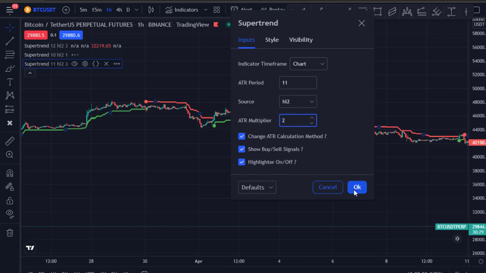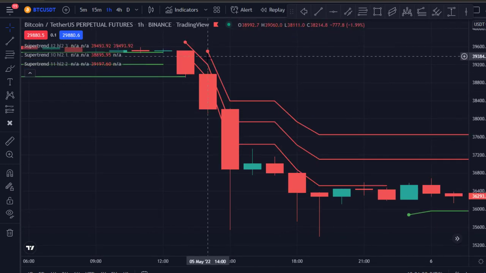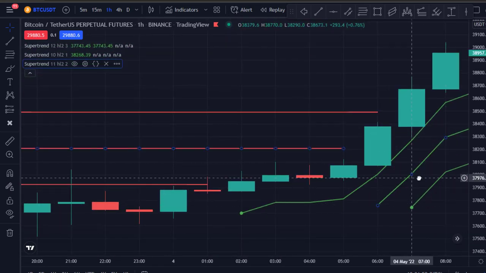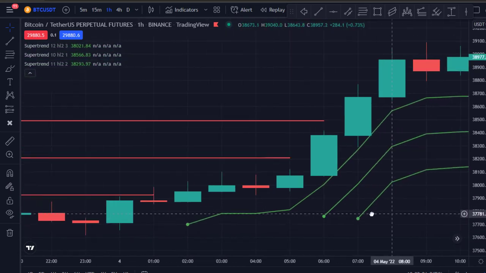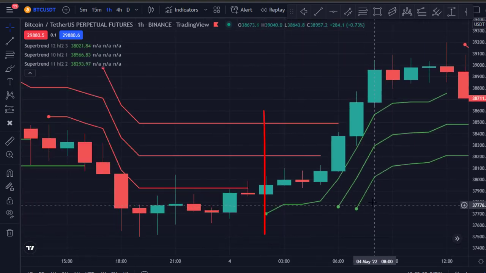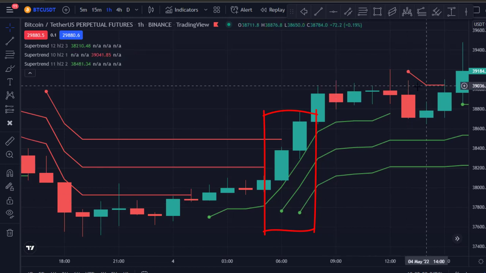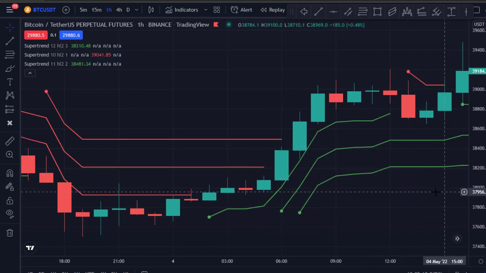So the way we use the Supertrend strategy is, I only take positions if all the lines are in the same color. For example, in this chart, we can see that the bottom line has turned green, but the other 2 lines are still red. So you don't want to take positions yet. Next, you can see at this point all the lines turn green. And this is where you want to take a buy position.